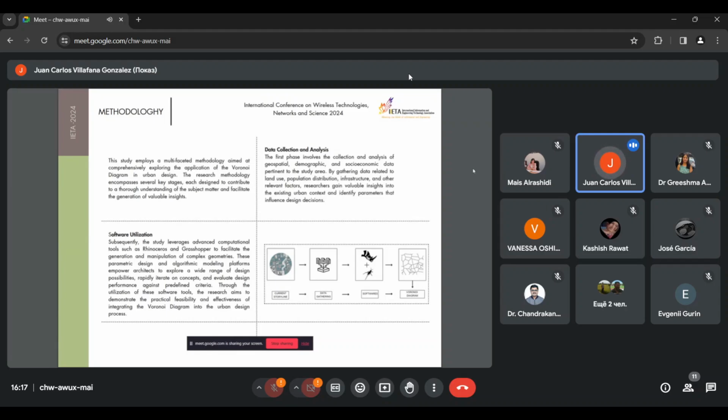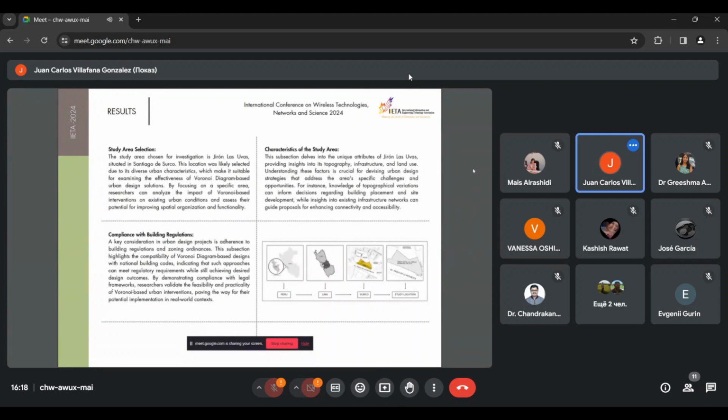For the software utilization, the study leverages advanced computational tools such as Rhinoceros and Grasshopper to facilitate the generation and manipulation of complex geometries. These parametric design and algorithmic modeling platforms empower architects to explore a wide range of design possibilities, rapidly iterate on concepts, and evaluate design performance against predefined criteria. Through the utilization of these software tools, the research aims to demonstrate the practicality, feasibility, and effectiveness of integrating Voronoi diagrams into the urban design process.